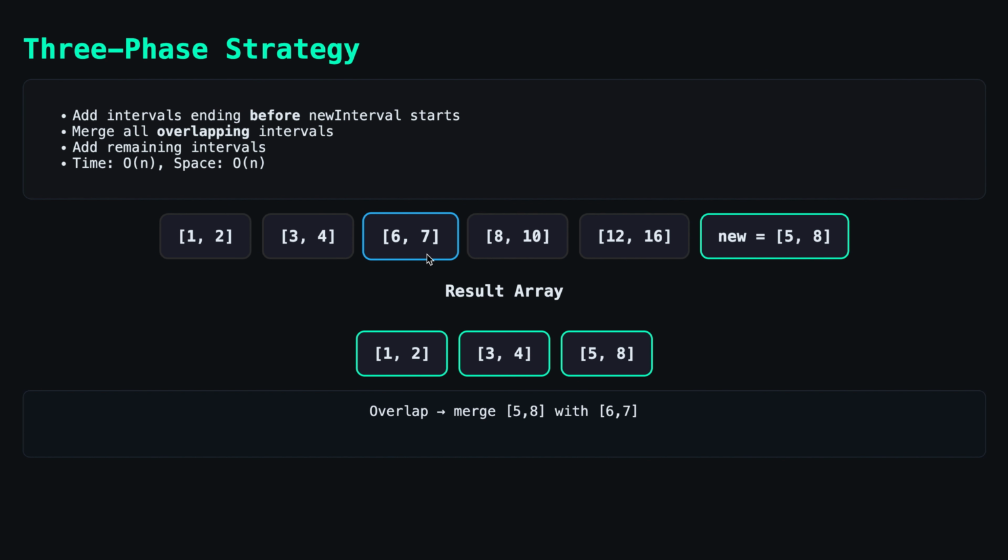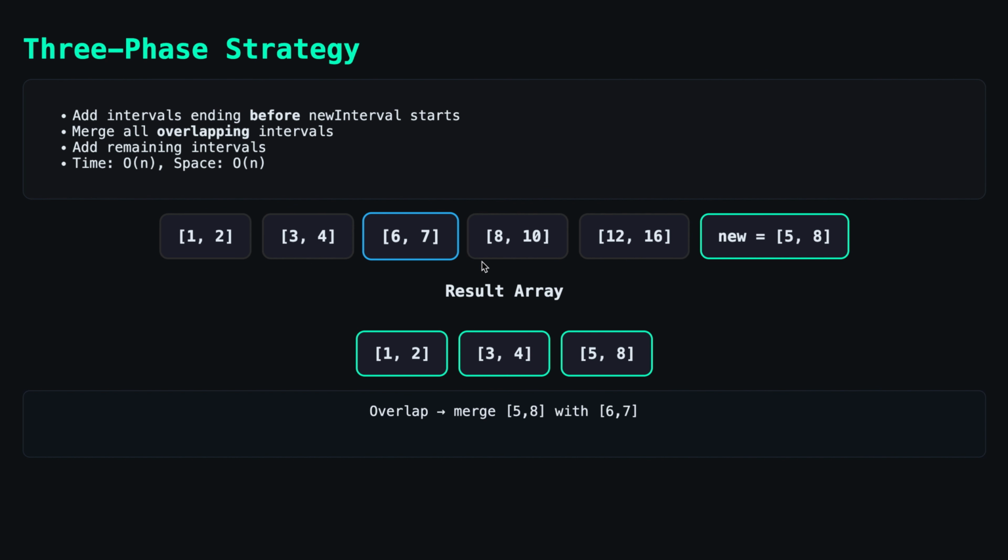The next interval in line is [6, 7]. Now this interval overlaps with our new interval [5, 8] because 6 is less than 8, right? So we merge them, and the merged interval becomes [5, 8], where start is the minimum of 5 and 6, which is 5, and end is the maximum of 8 and 7, which is 8. So for now the merged interval is [5, 8], and the result so far becomes this.